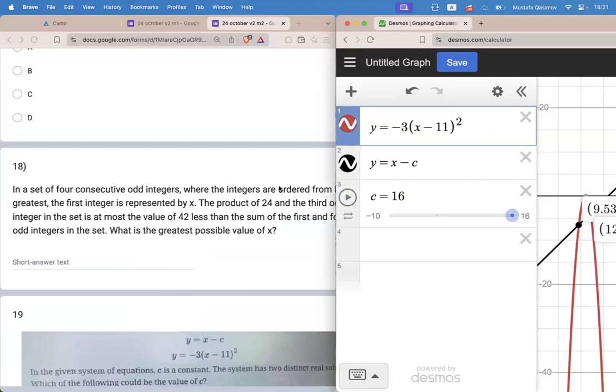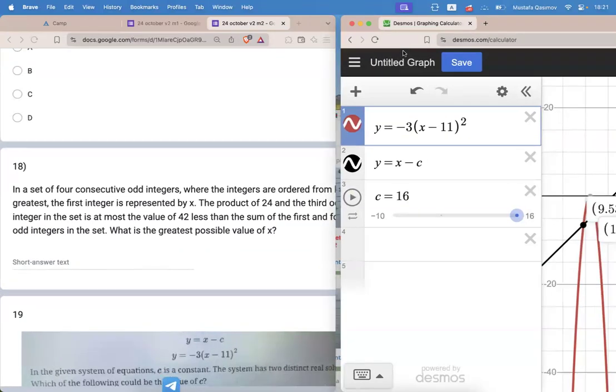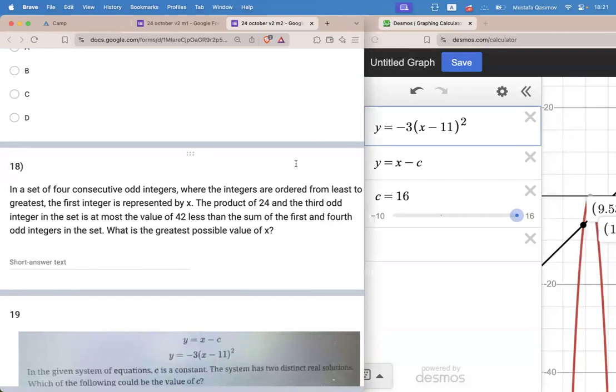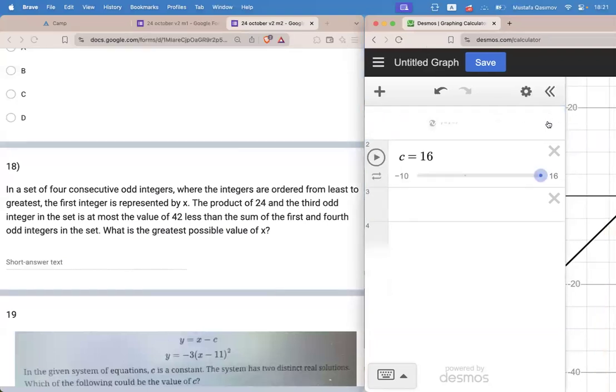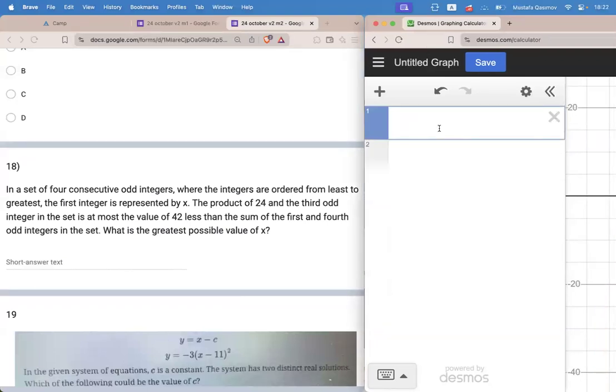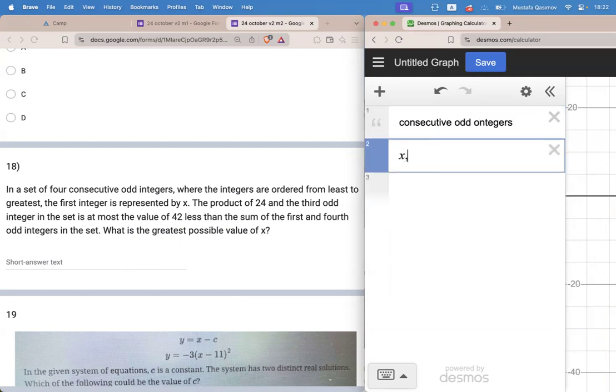This one. Oh, it's also an easy question. It's not hard. In a set of 4 consecutive integers, I hope you know the meaning of odd and consecutive. Consecutive means like 1, 2, 3, 4, 5, and so on. Odd means like 11, 13, 15, like this. When I say consecutive odd integers, it means x, x plus 2, x plus 4, x plus 6, and so on.